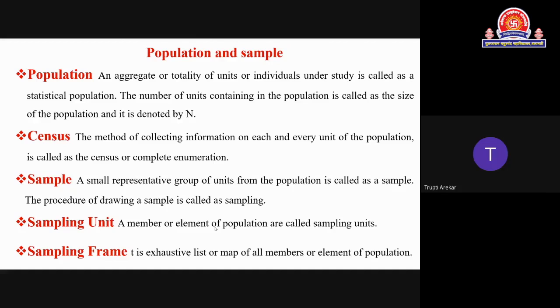Some other types of data are time series data and cross-sectional data. Time series data is data arranged in chronological order.